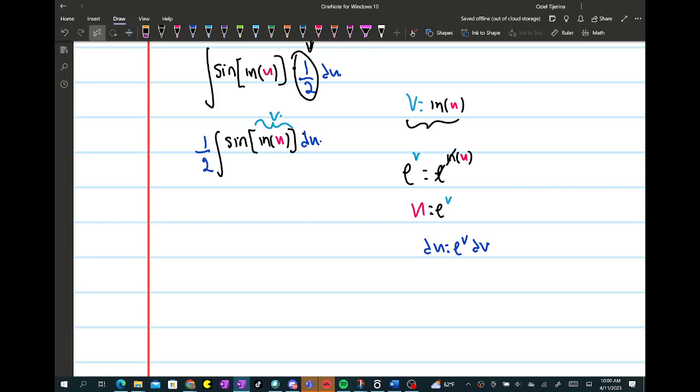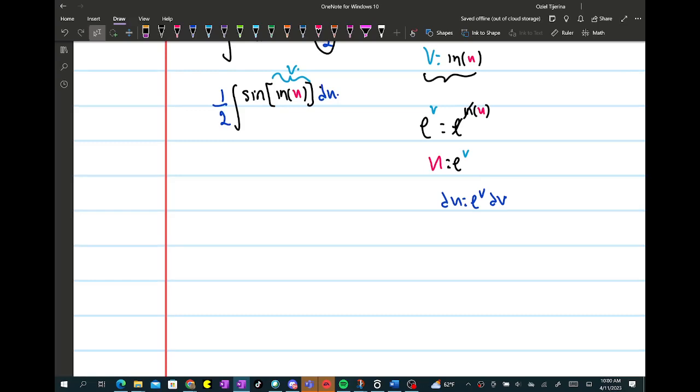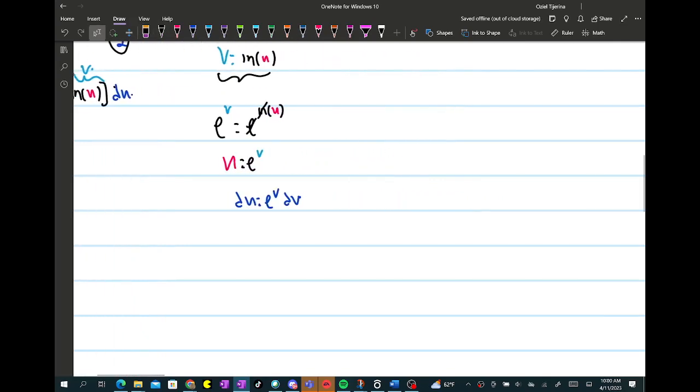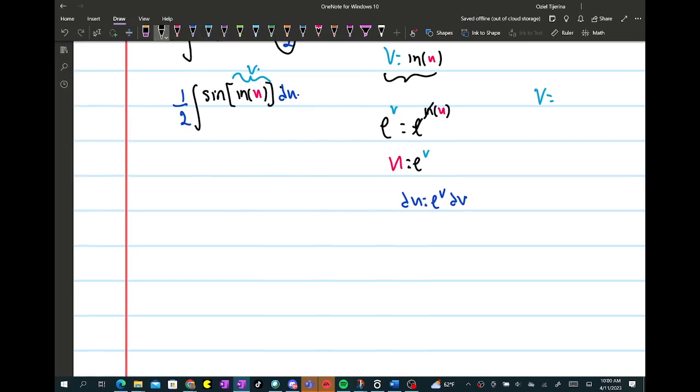So then basically what we're going to do here is, v is ln of u, so we know v equals ln of u. So we're going to say 1/2 integral of sine of, it's going to be ln of u, or I'm sorry, sine of v, right? Sine of v, and like I said, v was ln of u.